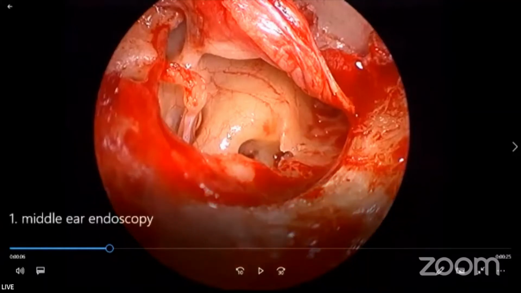So this is the promontory bulge. This is the round window. This is the incudostapedial joint over here, incus. This is the cochleariform process. So what I was talking about continuously, isthmus, the anterior isthmus, this is the one, in between the cochleariform process and the incus.